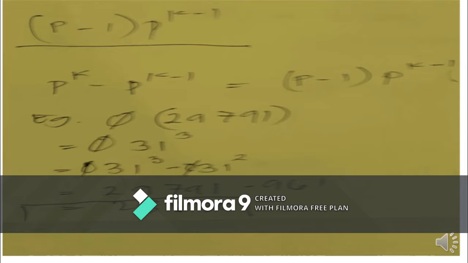Now, 31 raised to 3 is 29,791, minus 31 raised to 2, which is 961. To find the total, 29,791 minus 961, the final answer is 28,830. 28,830 numbers that are relatively prime to 29,791.